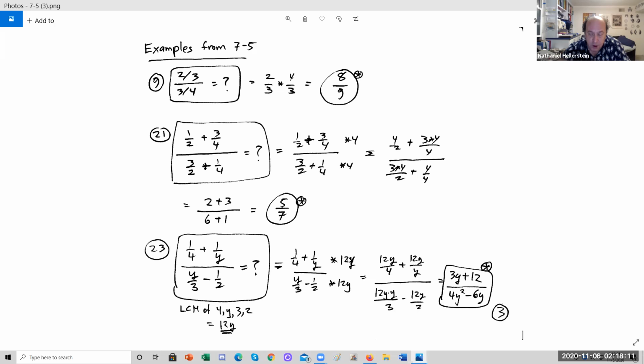So I'll multiply numerator and denominator by 12y. 1/4 times 12y, 12y over 4 is 3y. 1 over y times 12y is 12y over y is 12. Y over 3 times 12y is 12y squared over 3 is 4y squared. Minus a half times 12y is minus 12y over 2 is minus 6y. So 3y plus 12 over 4y squared minus 6y.